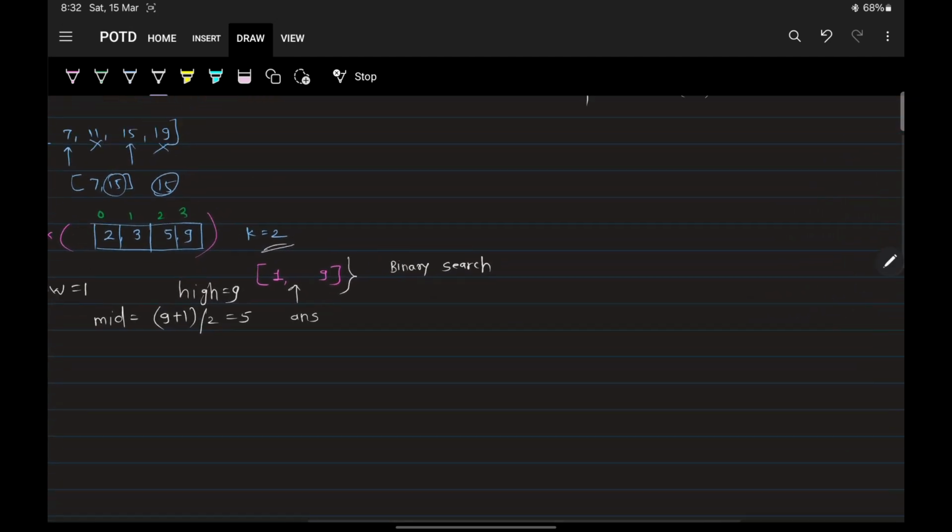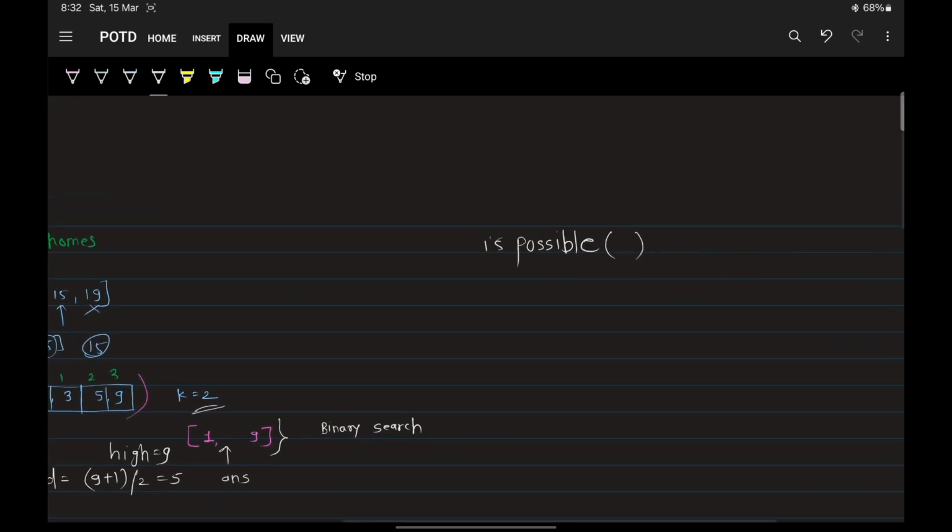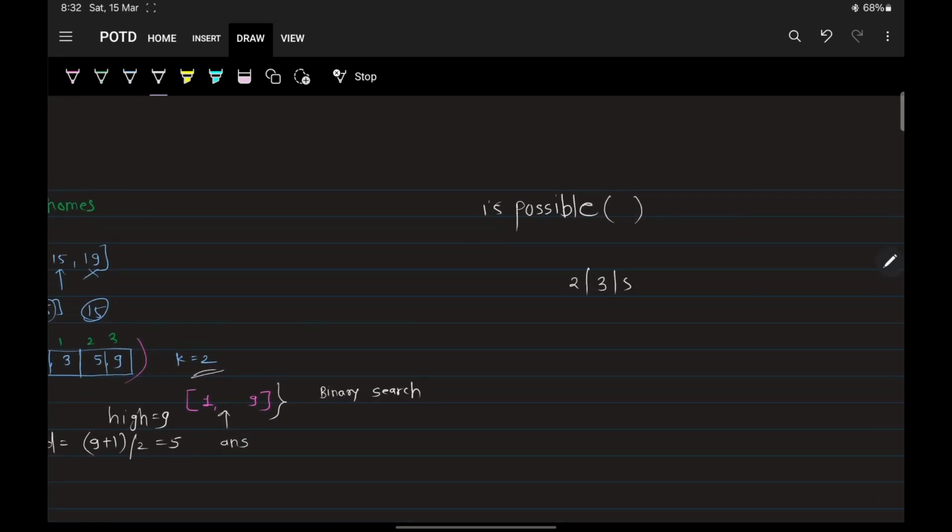Correct? Let's see now. What is given? 2 3 5 9, with indexes 0 1 2 3. I have to keep 5 as the capability. So the individual capability should be at most 5. So I have to steal the houses whose money is at most 5. Yes, I can steal this. I can't steal this because stealing consecutive houses is not possible. Can I steal this? Yes, I can steal this. Can I steal this? No. So how many houses can I steal? That is 2. K is also given as 2. So yes, it is possible.